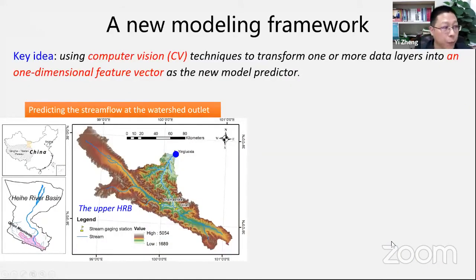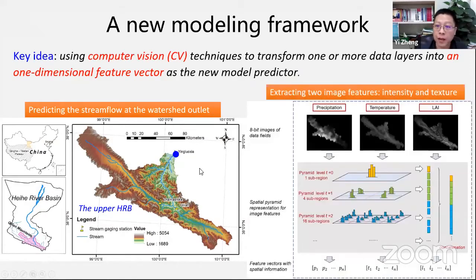So then we proposed a new modeling framework to address this problem. The key idea is to use computer vision techniques to transform one or more data layers into a one-dimensional feature vector as the new model predictor. We tested the modeling framework in the upper Heihe River Basin, where we tried to predict the streamflow at the watershed outlet in Luoxian.